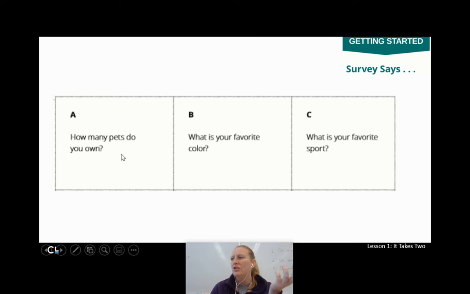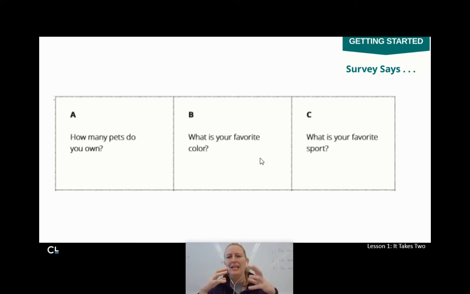How many pets do you own? I own one pet. Maybe you own 0 pets. Maybe you have some dogs and cats and a turtle and whatever else, and you have like 5 pets. But my answer is always going to be a number, isn't it? But on a question like question B, what is your favorite color? Well, for me, my favorite color is purple. But you might say that your favorite color is green or blue. Well, that's not a numerical answer anymore, is it?